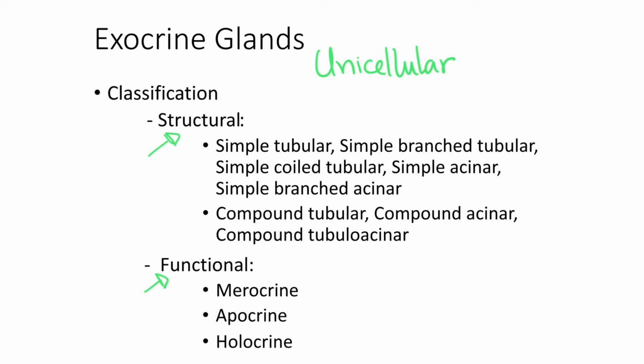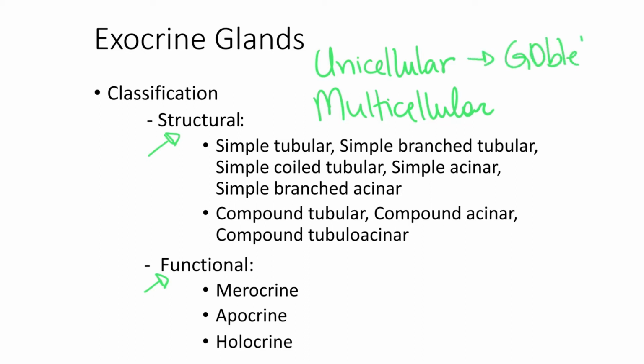And we can have exocrine glands that are multicellular. They are formed by more than one cell. An example of a unicellular gland is the goblet cell. So the goblet cell is the mucus-producing cell that I mentioned to you when we were going over the different types of surface epithelium. And they are named goblet because they are very wide at the top, and that resembles a goblet glass.